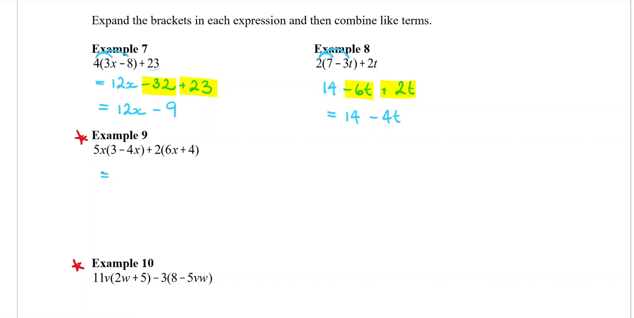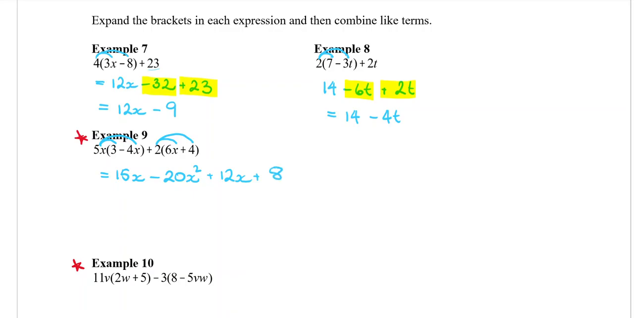Just longer. 5x times 3 is going to be 15x, then minus 5x times 4, which is 20x squared. Okay, now we've finished that first bracket. Now we're moving on to the 2 that needs to times into the second bracket. So 2 times 6 is a positive 12x, then plus 2 times 4, which is 8.